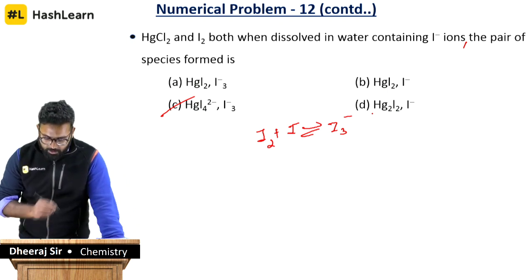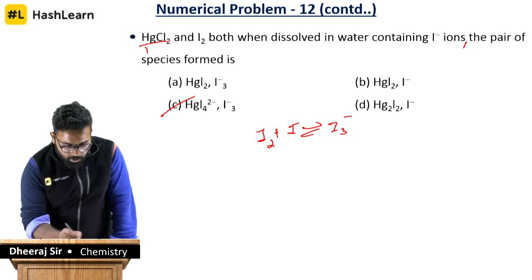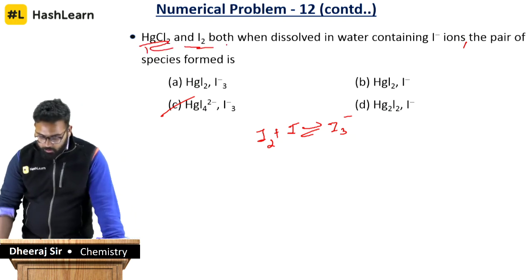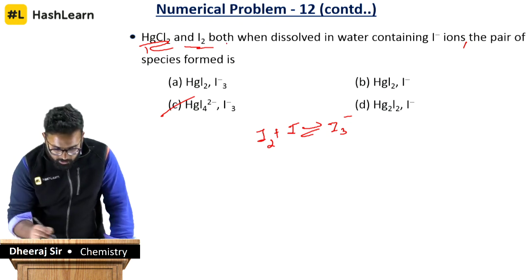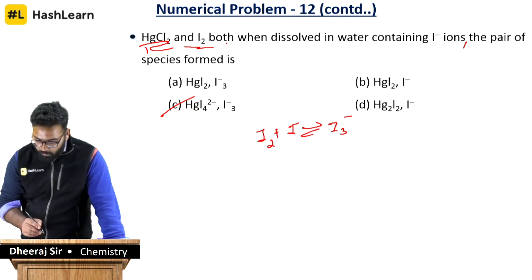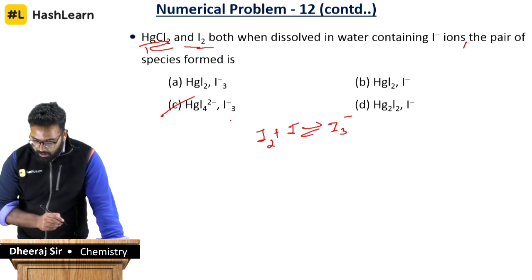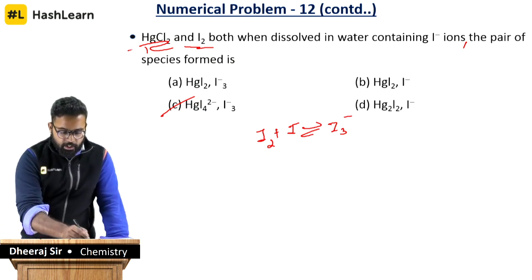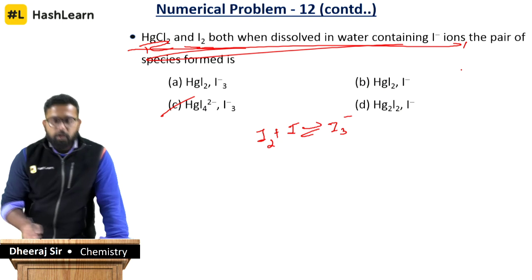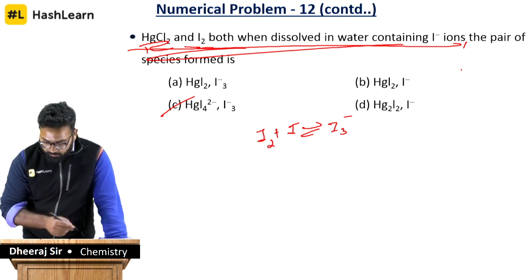Now HgCl2 and I2 when both dissolved in water containing I minus ions, the pair of species formed is. So what are the pair of species formed? The pair of species formed is HgI4 2 minus and I3 minus. I'm trying to give you the reaction. So if you make this reaction happen, what are the species formed? I've given you the answer. I'm trying to write the reaction. Here gives the reaction.